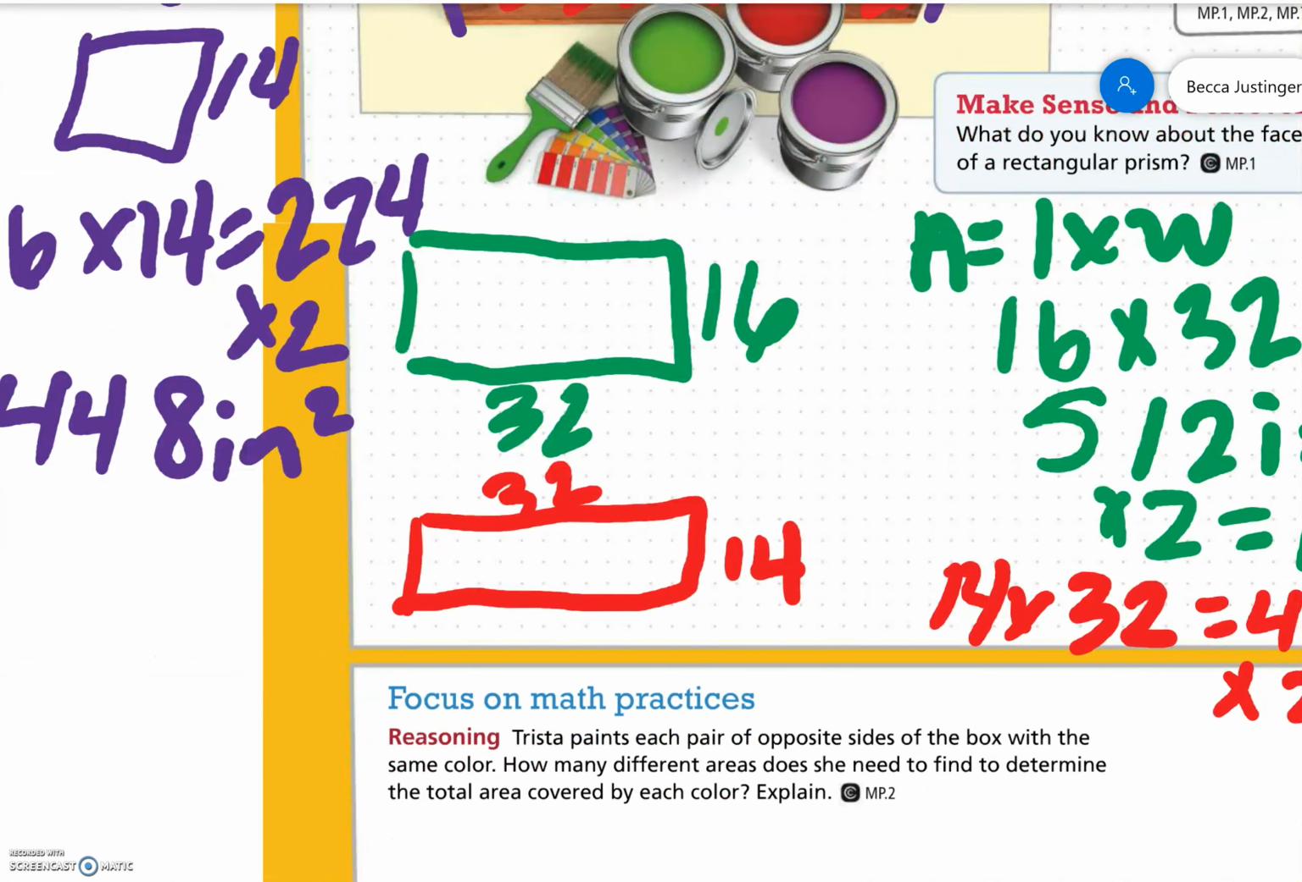Focus on math practices. Trista paints each pair of opposite sides of the box with the same color. How many different areas does she need to find to determine the total area covered by each color? Well, it's exactly what we just did. So she needs to find 3 different areas for the 3 different colors. She only needs to find 3 because she just multiplies them by 2 because there's 2 of each.